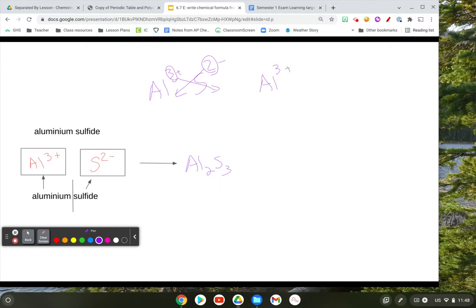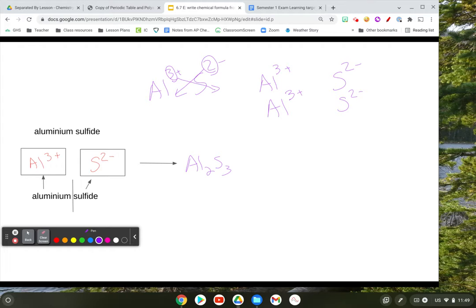So if I just start with one of each, those don't balance. I have 3 positives and 2 negatives. So I need more negatives. Well, the only thing I have is the S for the negatives, and they come in twos. I can't just say, oh, I just need an S minus 1. That doesn't exist. So right now, it still doesn't balance. I now have 4 negatives and 3 positives, so I need more positives. So I add another aluminum 3 plus.